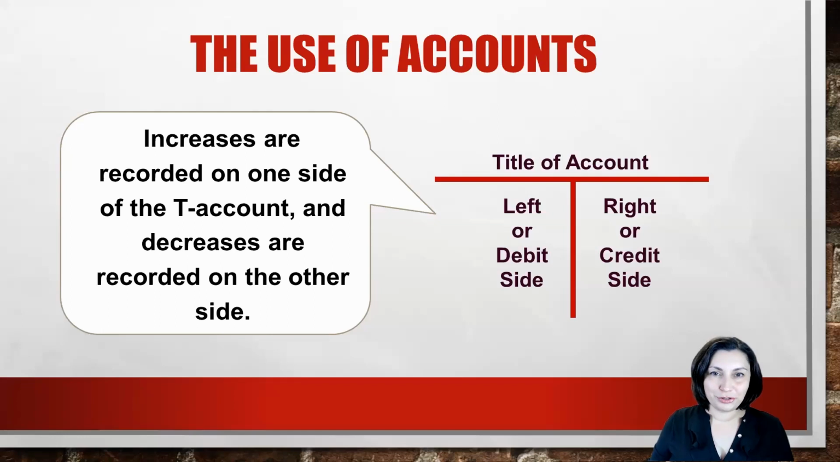As we already learned, we use a T account to represent a general ledger account. The left side of a T account is always called the debit side, and the right side is always called the credit side.